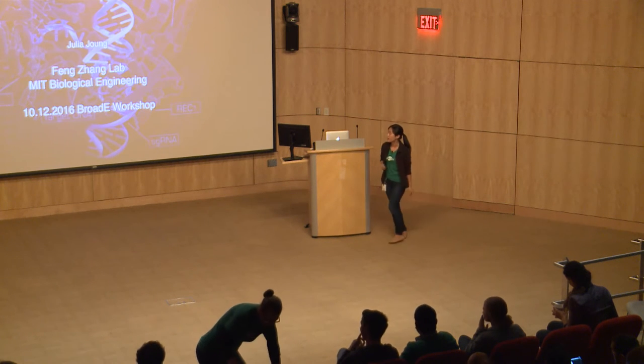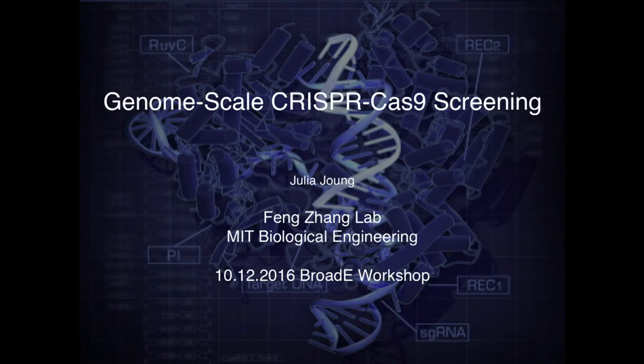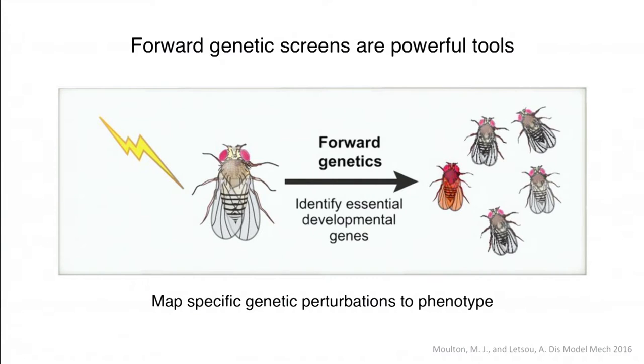Hi. So today I'd like to talk about genome-scale CRISPR-Cas9 engineering. Forward genetic screens are extremely powerful tools because they enable us to map specific genetic perturbations to phenotype. As shown here, traditionally, we would chemically induce mutations in flies and then figure out which flies had the interesting mutations and then go back and try to figure out which mutations were induced to achieve that phenotype. This kind of chemical mutagenesis screening can be very difficult to identify the specific mutation that resulted in the phenotype of interest.